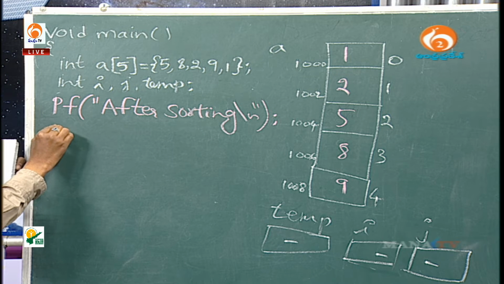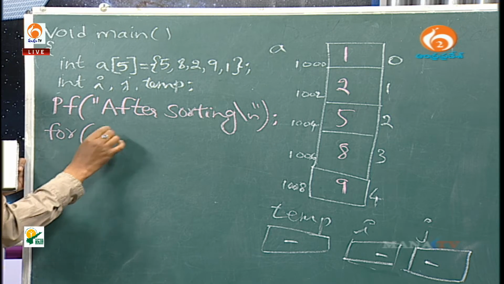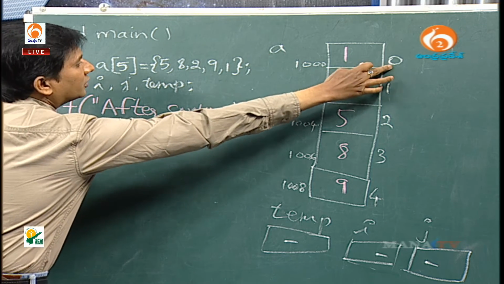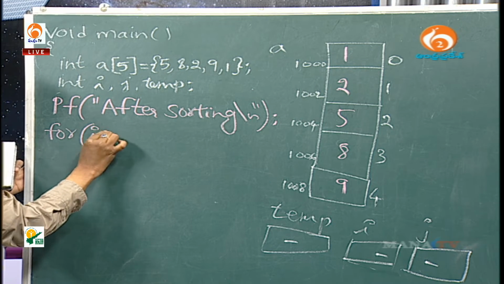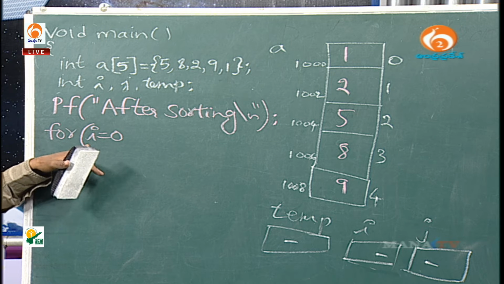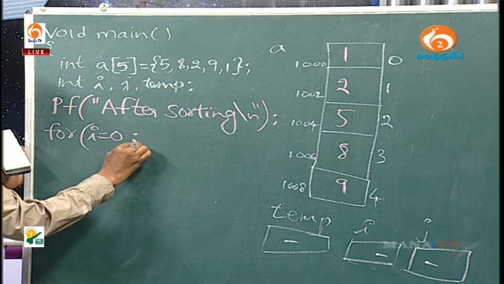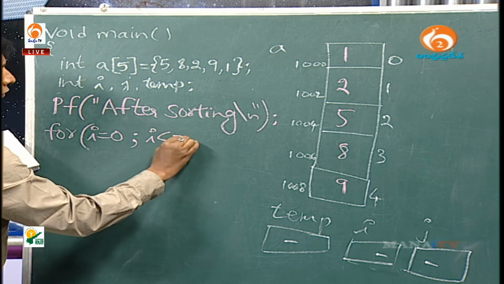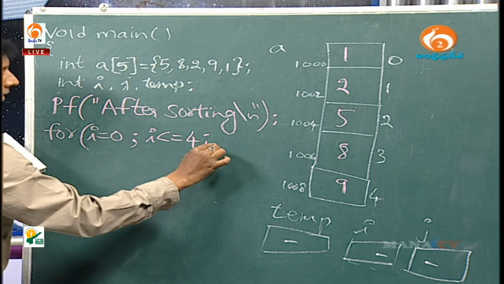Next, looping is mandatory for an array. So first we need to go for 0, right? Array indexes start with 0. So i equal to 0. Instead of i, you can write j also, there is nothing wrong. Next, i is less than or equal to 4. Next, i plus plus.